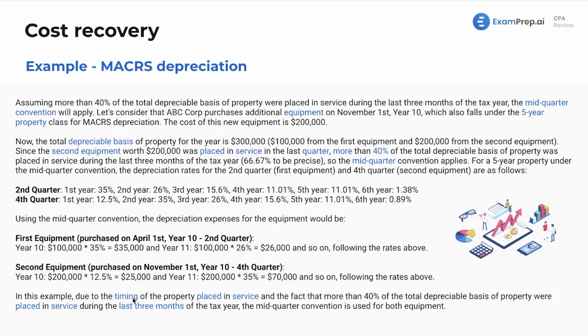Now, in this example, due to the timing of the property placed in service and the fact that more than 40% of the total depreciable basis of the property were placed in service during the last 3 months of the year, the mid-quarter convention is used for both equipment. I think this is a great example, kind of bringing it all full circle. These are all the tricks that you'd see on the exam. Not much more they can do other than just throw additional pieces of equipment and make it more complicated with that. But I don't think they'd be that cruel, but prepare for anything.